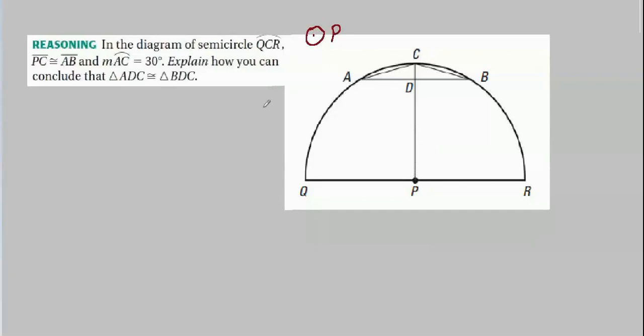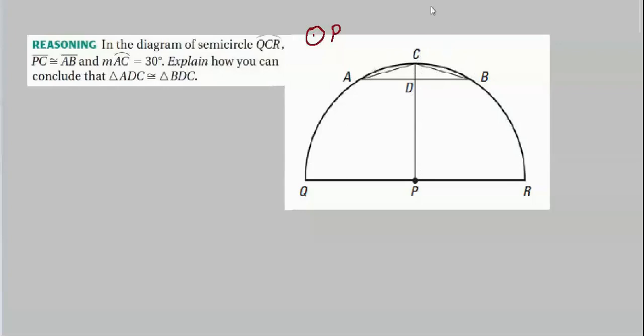So I'm just going to have to assume that they meant to tell you that P was the center but forgot somehow, or maybe it was a misprint. The publisher may have left it out. So what do we do? Well, since PC, assuming P is the center, is a radius, and AB is congruent to PC, that means AB will be congruent to any radii, because all radii are congruent to each other. They're all the same length.